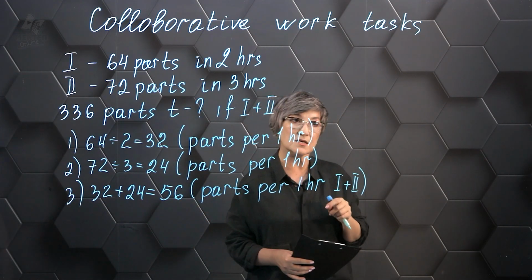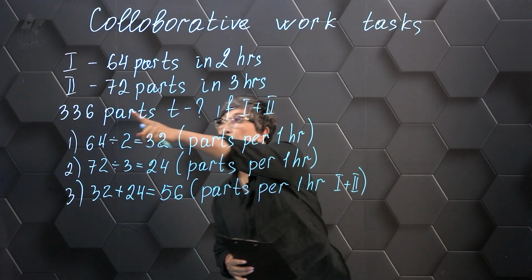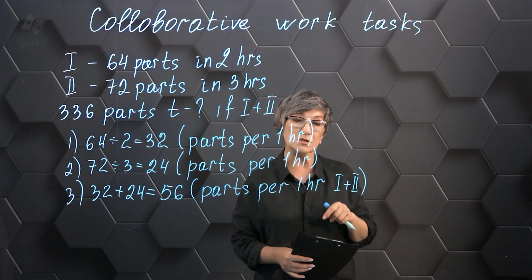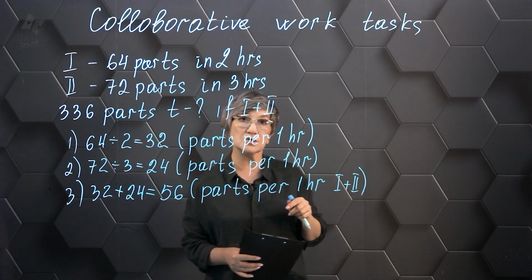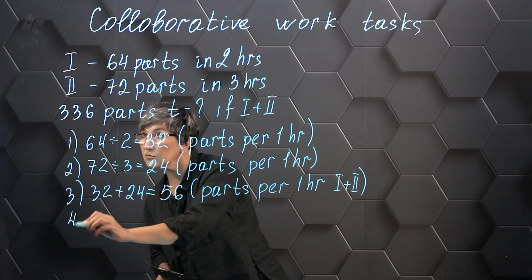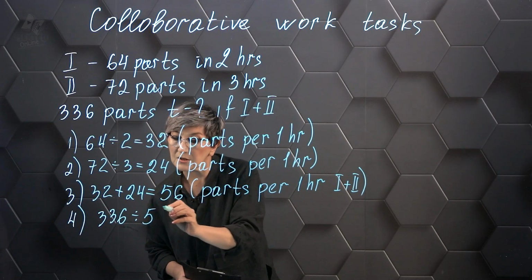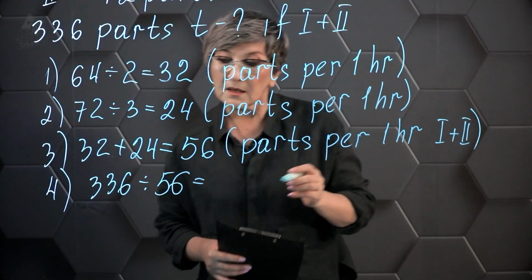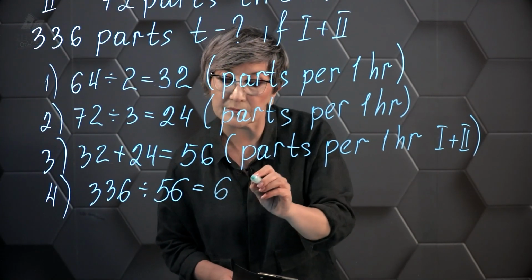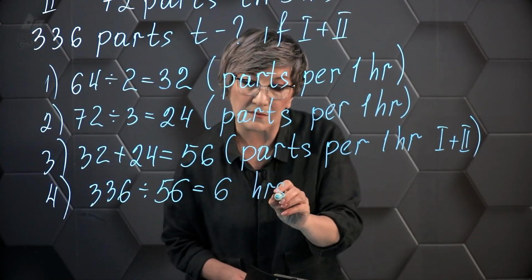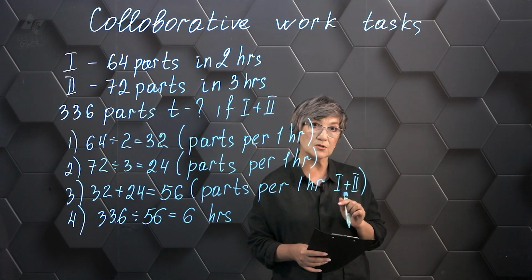But if they make 56 parts in 1 hour when they work together, then we can answer the question of how many hours they will need to make 336 parts. To do this, we need to divide 336 by 56. And the result is 6 hours. In 6 hours. As a result, we have solved the problem.